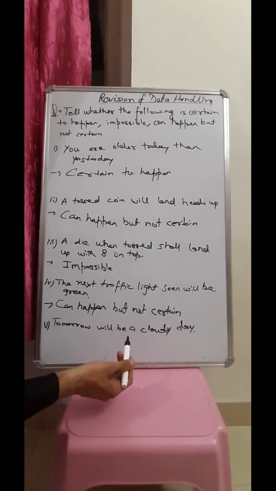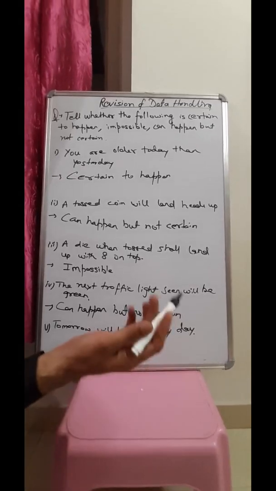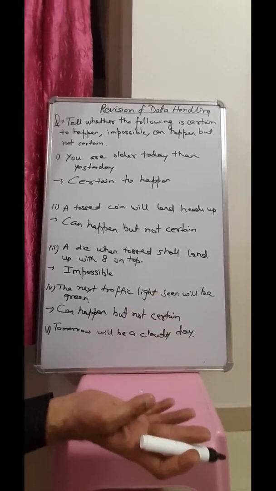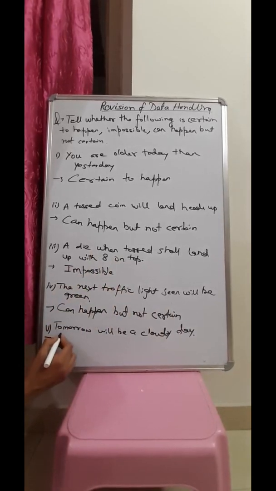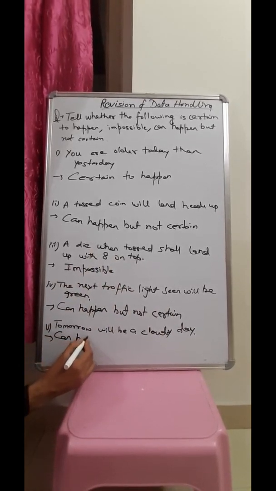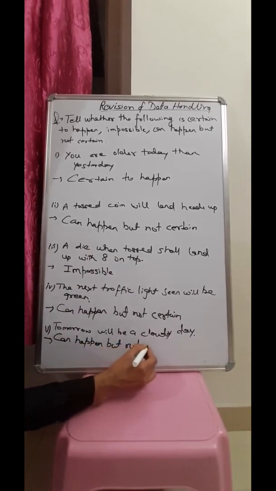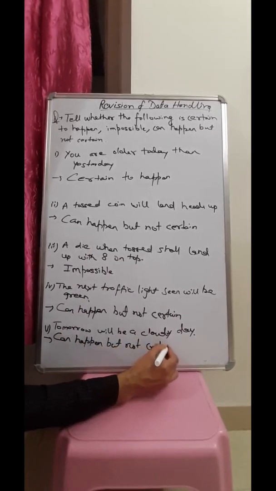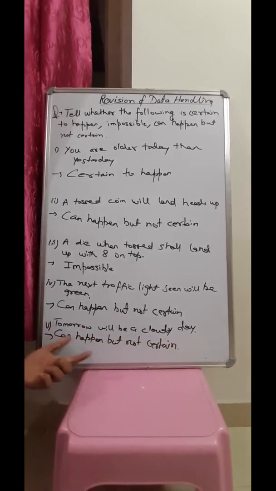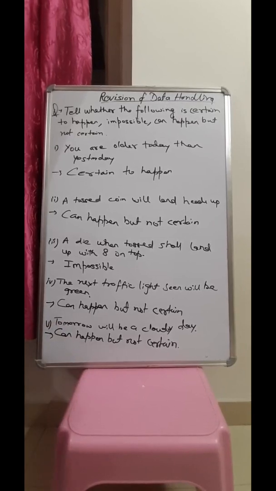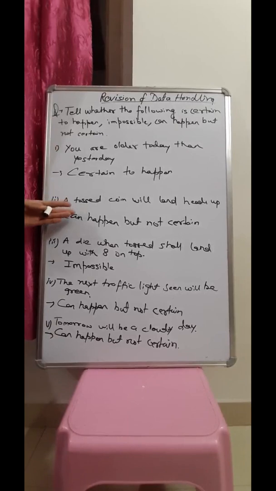And the last is: tomorrow will be a cloudy day. Here also we are not sure whether tomorrow will be a cloudy day, sunny day, or rainy day. It can be any day. So here also what will come? Can happen but not certain. So in this also it can happen but not certain, as we are not sure. So students, this is your question, and we have to apply these tools.